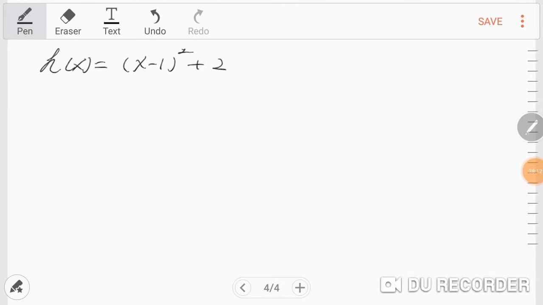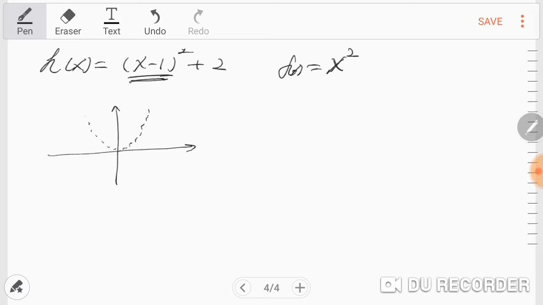Okay, for this function, let's find the domain and the range and graph this function. This is an x squared function actually. The parent function is x squared, and then x is replaced by x minus 1. So x squared is this one, the U shape, and this graph is shifted one unit to the right, like this. And then the whole y value is increased by 2, so shift this graph two units up. This will be the graph of h of x.